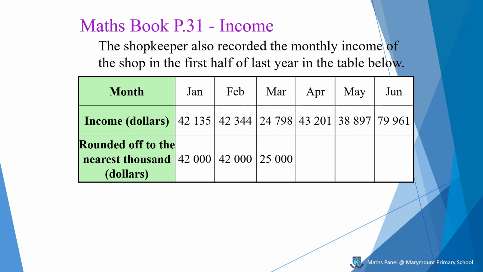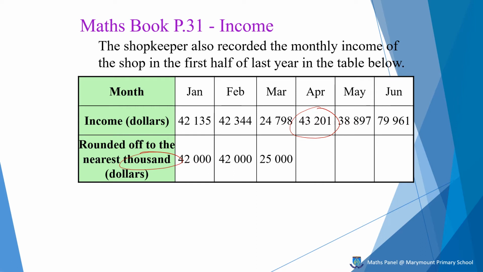Then you may refer to your math book page 31. So the shopkeeper also recorded the monthly income of the shop in the first half of last year in the table below. First of all, you have to round off the data. So here it asks you to round off the data to the nearest 1000. So, for example, this one.